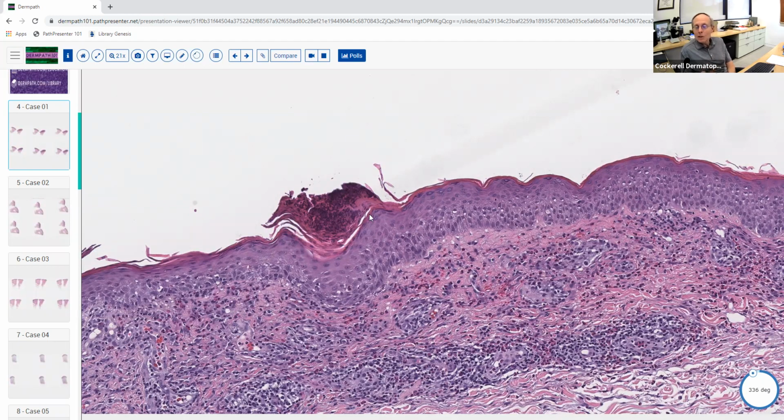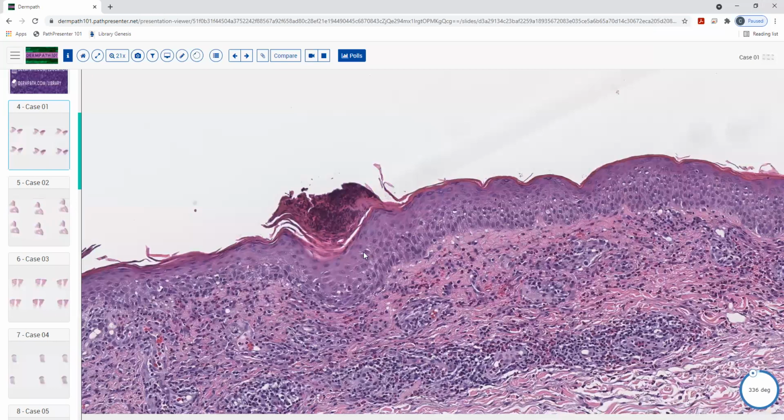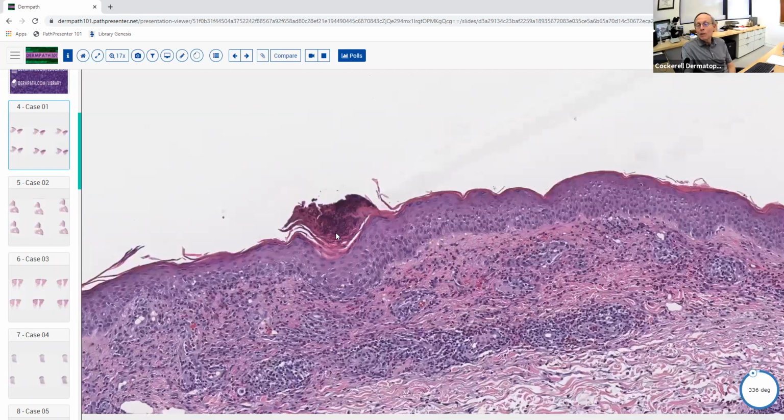So if you see this under the microscope, it's a clue to scabies. Now you can't diagnose scabies from this. This is not diagnostic of scabies right here. But if you see this, you say, wow, that could be a burrow of scabies. And so then you might cut deeper into the block, and then you see what we have over here.